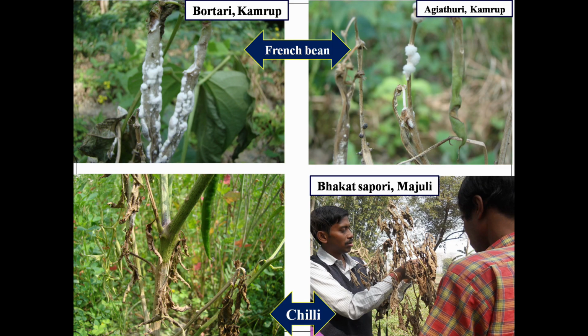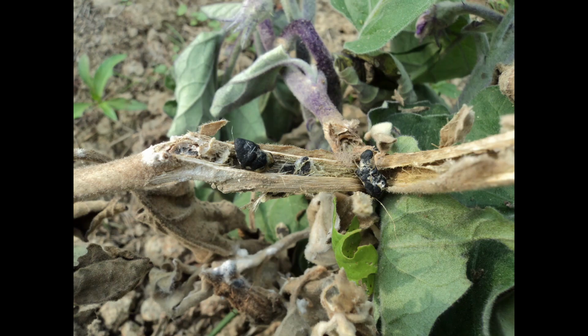As I said, the pathogen has a number of hosts. It can attack French bean, chili, brinjal, even the neem plant. And when this organism produces sclerotia in this way, they can survive in particular conditions for many years. You can see the physical presence of such sclerotia in the pith region of a particular attacked host crop or the infected host plant.